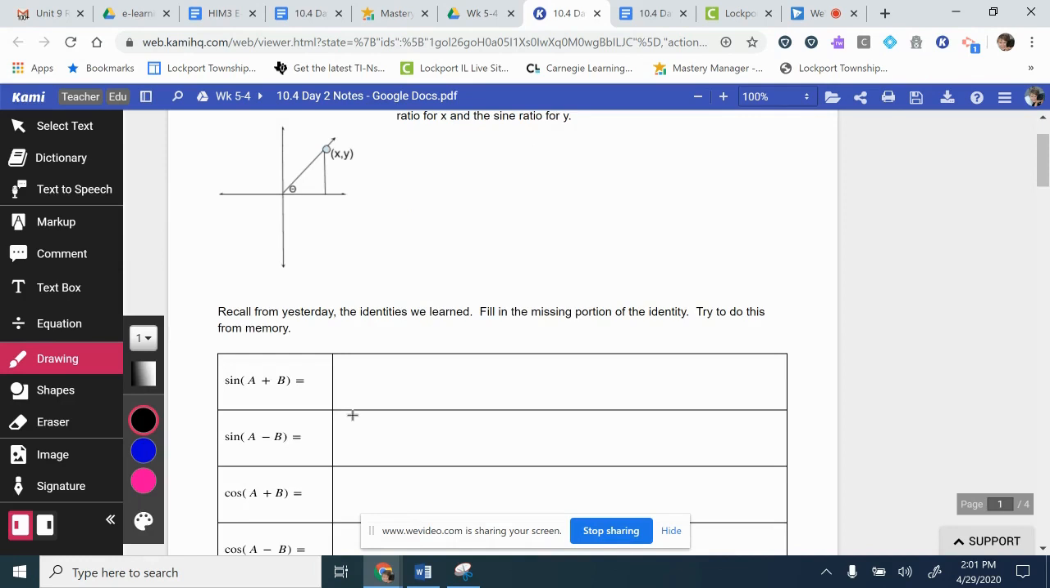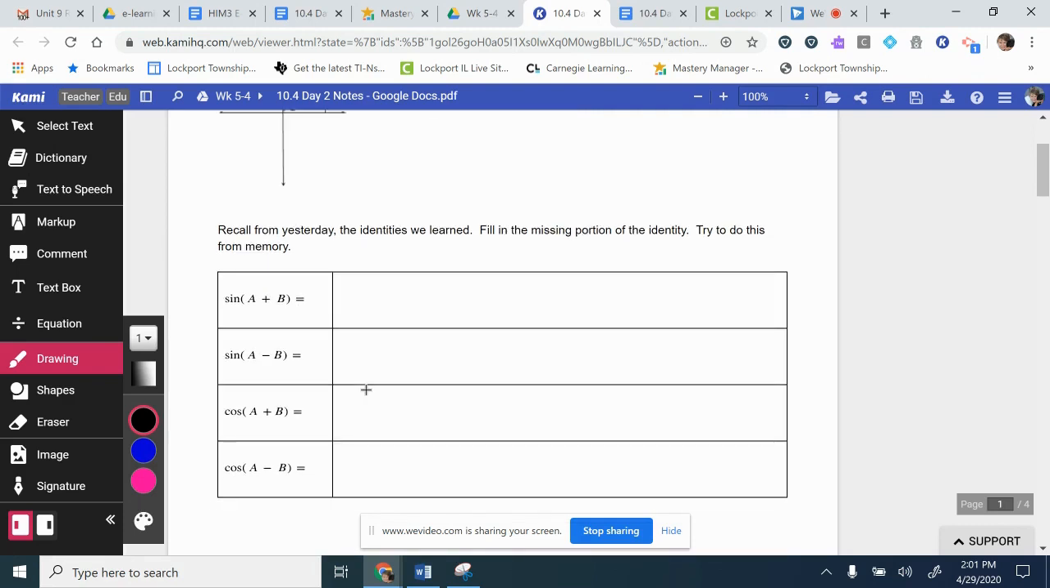Hopefully you had the correct equation for x and y involving sine and cosine. Now I'd also like you to try to recall from memory these identities. So pause the video and go ahead and put these in your notes. Okay, if you weren't able to do those from memory, I'm going to generate them again and give you some hints on how to memorize these.